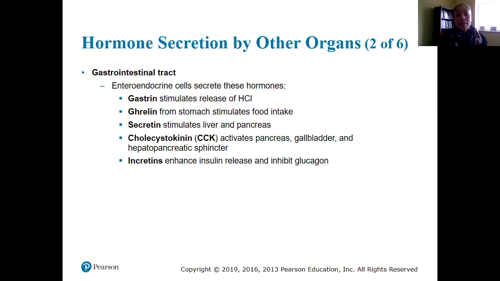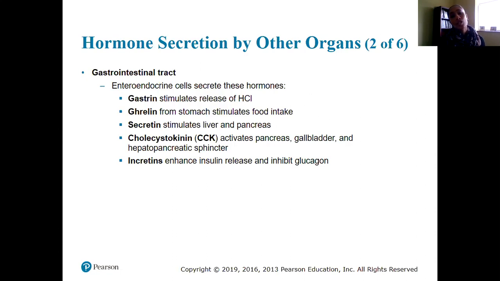Secretin is going to stimulate the liver and the pancreas. Cholecystokinin is going to activate the pancreas, the gallbladder, and our hepatopancreatic sphincter. So CCK is going to more specifically cause the gallbladder to secrete bile into the intestine so that we're able to break down lipid-based food products. And then incretins are going to enhance insulin release and inhibit glucagon.